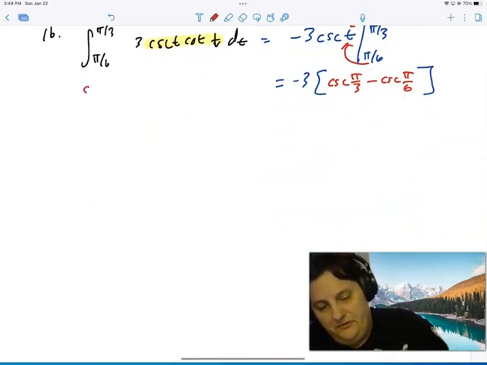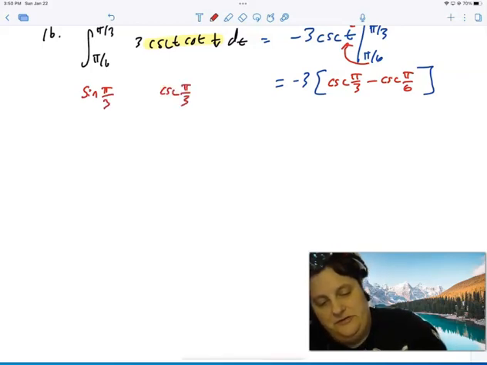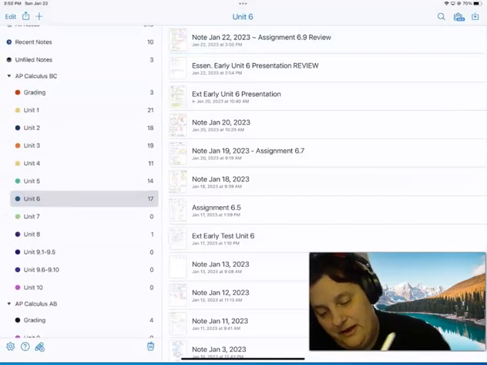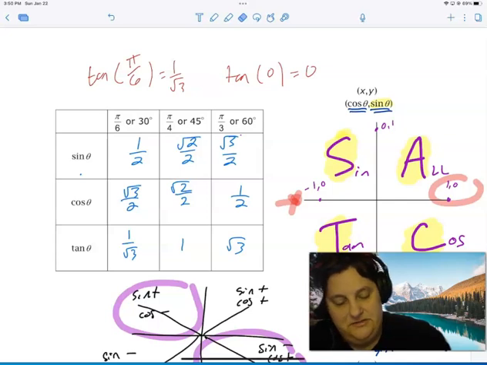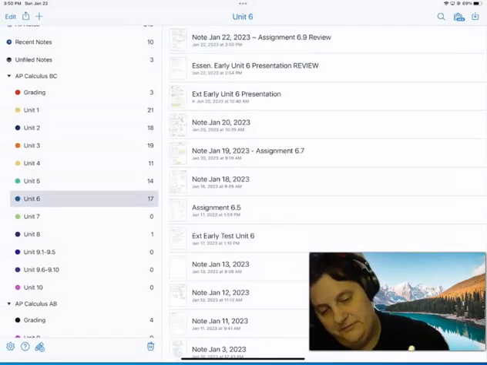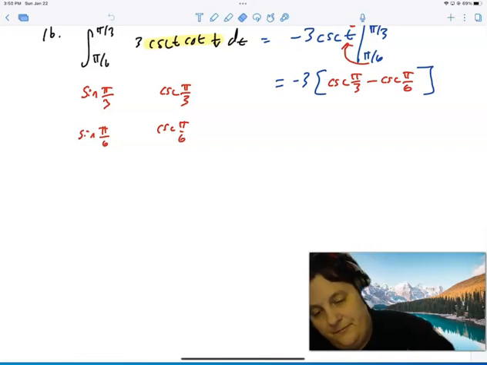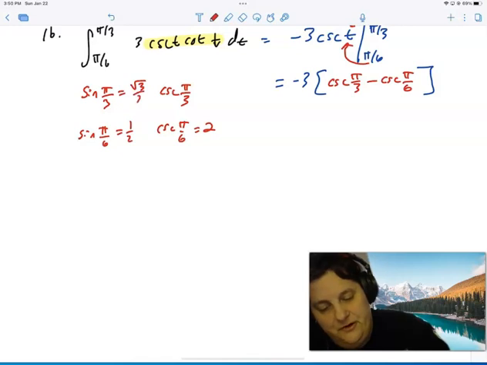So let's just try something real quick here. If I can figure out the sine of pi over 3, I could figure out the cosecant of pi over 3. And if I can figure out the sine of pi over 6, I could figure out the cosecant of pi over 6. Well, if I look at my handy dandy trig chart, sine of pi over 6 is a half. Sine of pi over 3 is root 3 over 2. So let's get back over here. Sine of pi over 6 was a half, so that's 2. That's root 3 over 2, so that's 2 over root 3.